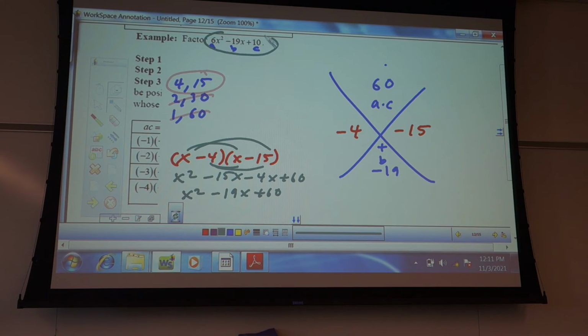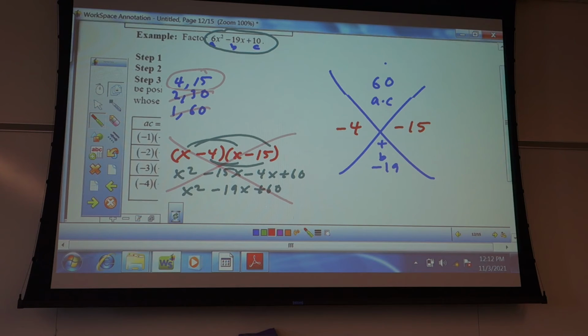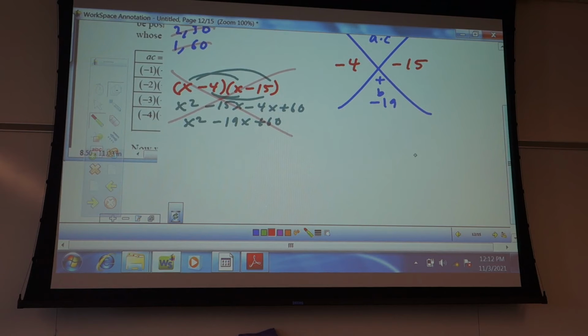I started with 6x squared minus 19x plus 10. I've got just one x, it says 6 x's, and I got 60 instead of 10. So this won't work. I can't do that. You can't go straight to that. When a is not 1, it's a number, you have to add an extra step. So this is the first step.